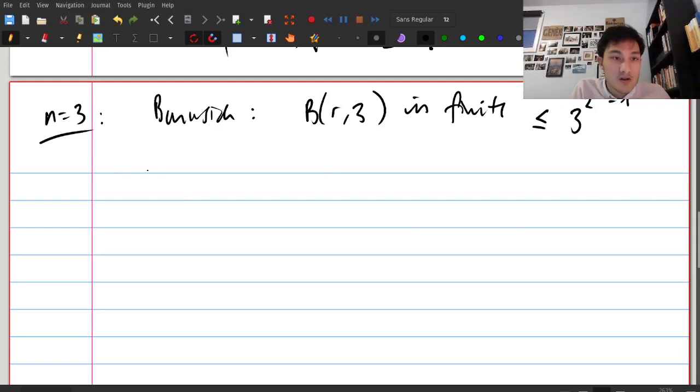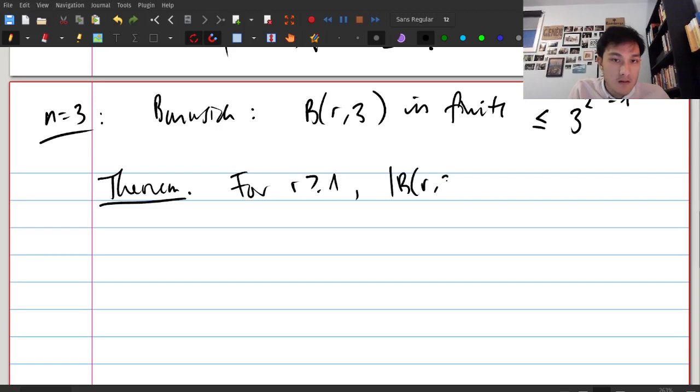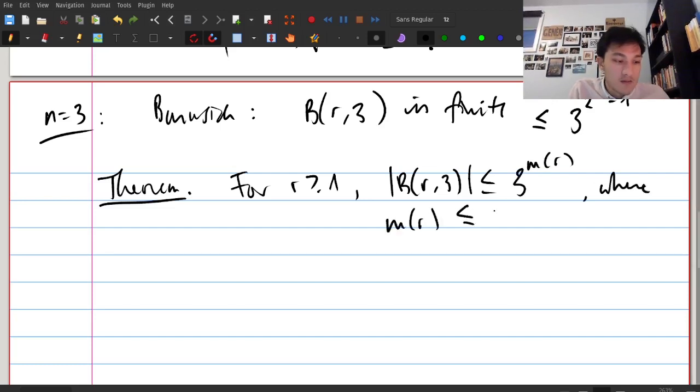We are going to show the theorem that for R greater than or equal to 1, the order of B(R,3) is less than or equal to 3 to the M_R, where M_R is less than or equal to 3 to the R minus 1. So yeah, 3 to the R minus 1 is definitely greater than 2 to the R minus 1.